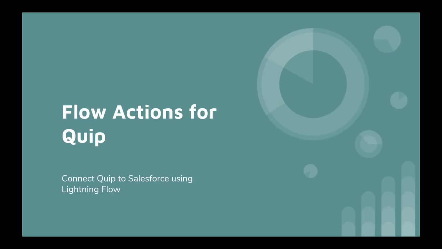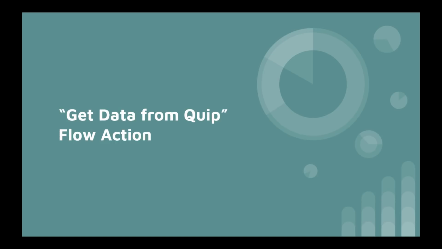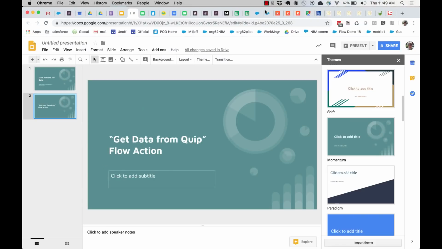Let's talk about these flow actions for Quip that we've created to help you connect Quip to Salesforce using Lightning Flow. The first one we're going to take a look at is Get Data from Quip. So this is basically about grabbing cell values from inside of Quip sheets and then having them in flow so that you can use them to do useful things.